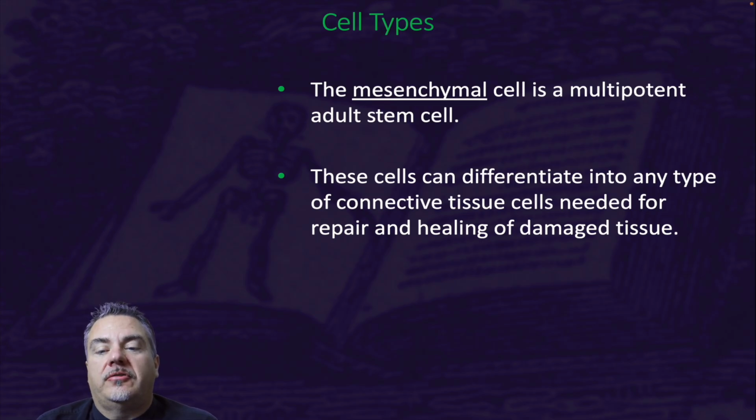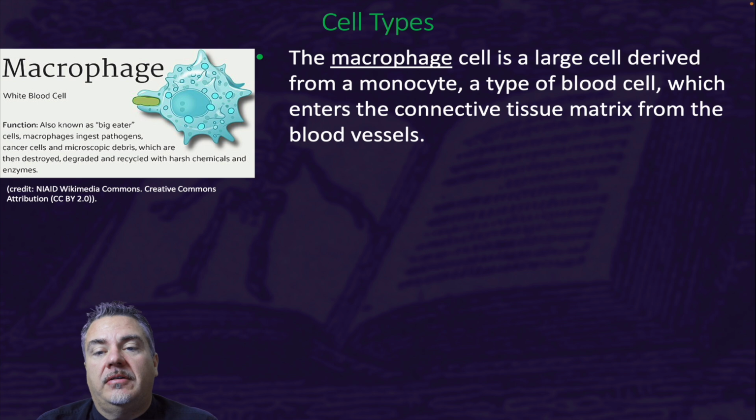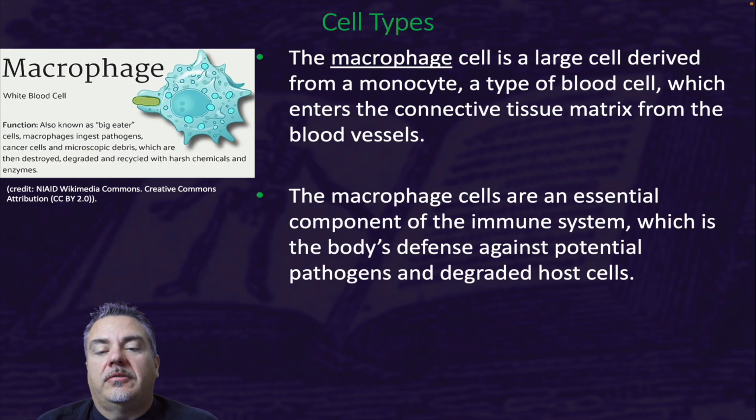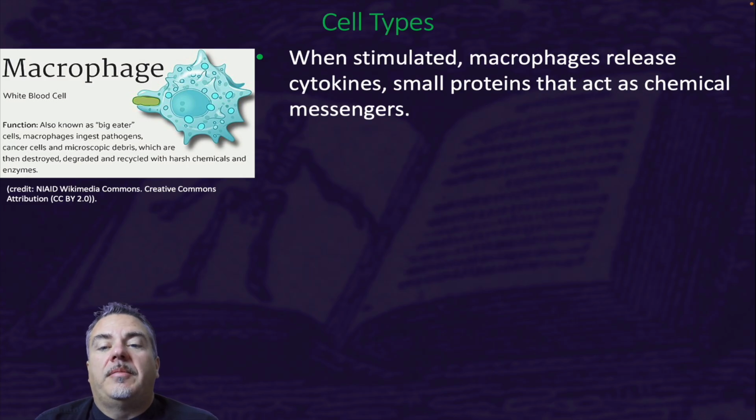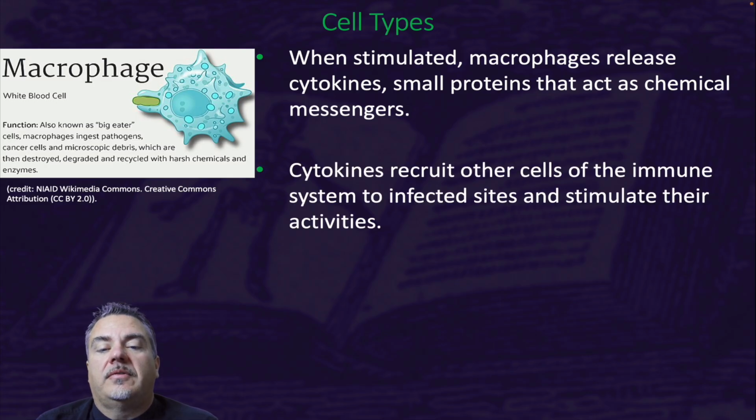These cells can differentiate into any type of connective tissue cells needed for repair and healing of damaged tissues. The macrophage cell is a large cell derived from a monocyte, a type of blood cell, which enters the connective tissue matrix from the blood vessels. The macrophage cells are an essential component of the immune system, which is the body's defense against potential pathogens and degraded host cells. When stimulated, macrophages release cytokines, small proteins that act as chemical messengers. Cytokines recruit other cells of the immune system to infected sites and stimulate their activities.